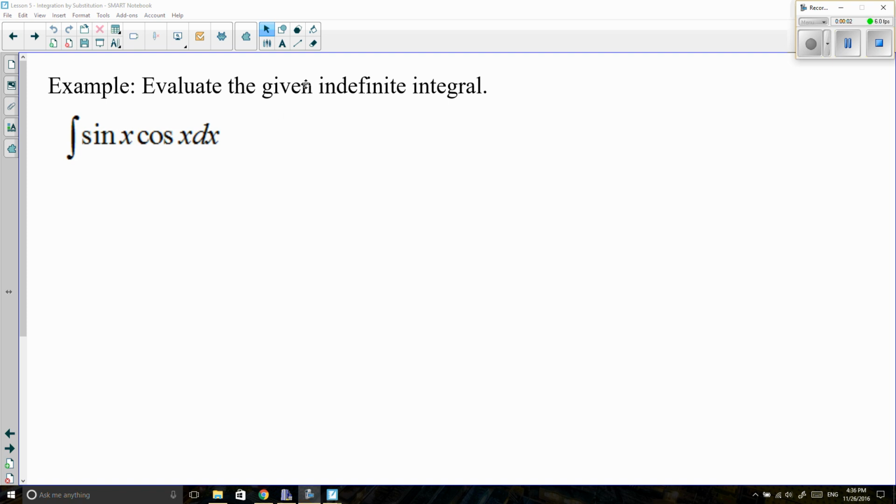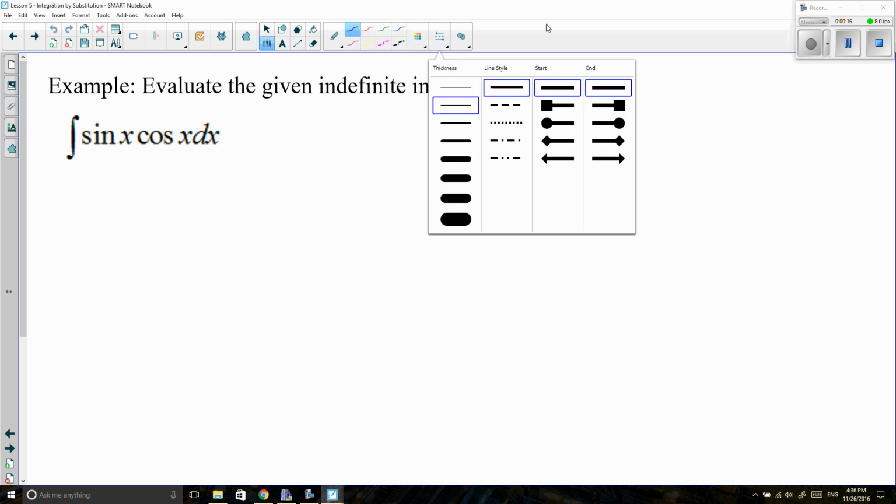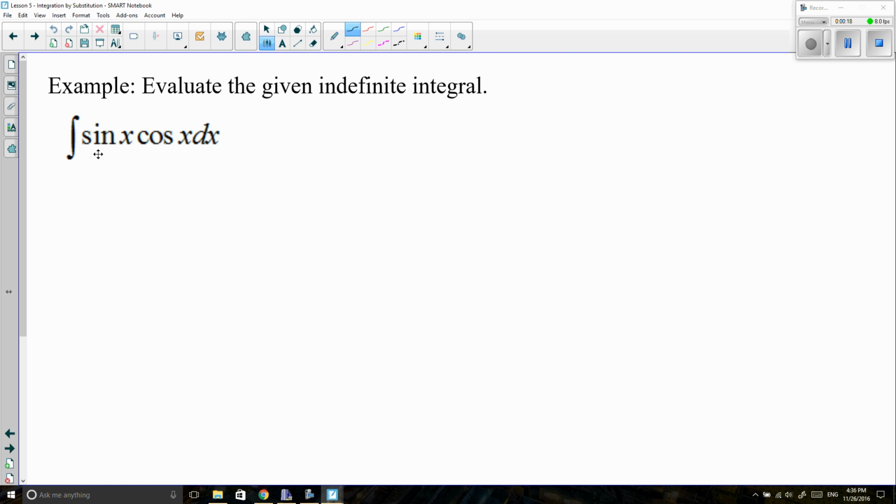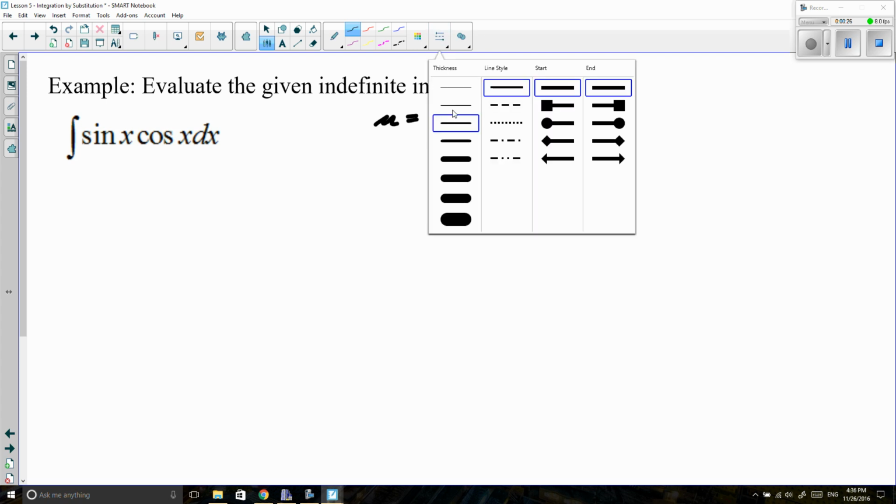Okay, so we're going to integrate this trig function that you see here, sine x cos x, and so we want to integrate this expression here. We're going to use substitution to do this question, and we actually have two ways of approaching this question. It all depends on your first step. So I'm going to let u be equal to sine x for this first step that I'm going to make here.